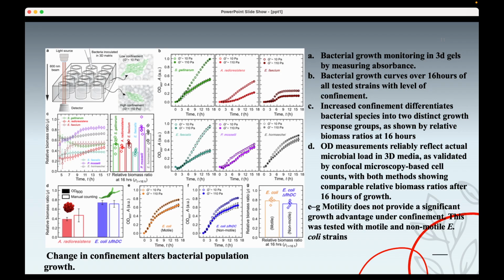OD measurements reliably reflect actual microbial load in 3D media, as validated by confocal microscopy-based cell counts, with both methods showing comparable relative biomass ratios after 16 hours of growth. And from E to G, these three, you can see motility doesn't provide a significant growth advantage under confinement. This was tested with motile and non-motile E. coli strains.